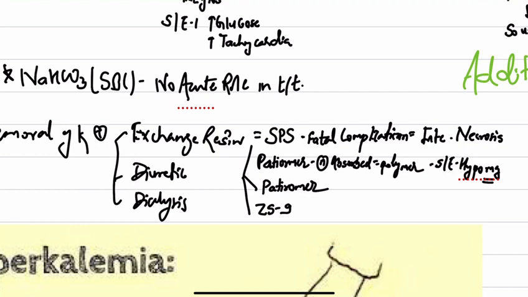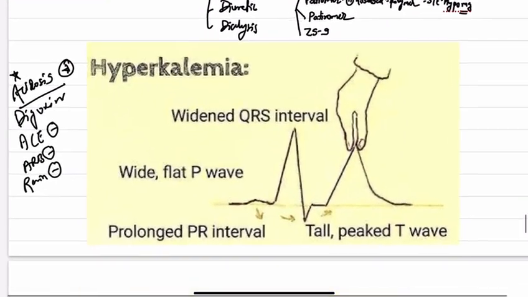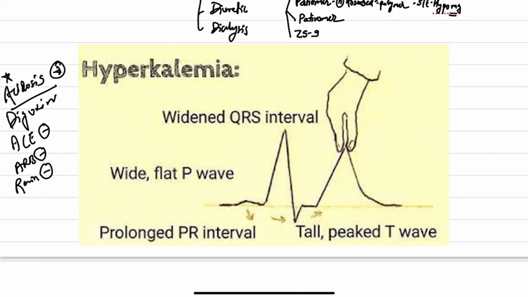Next is the ECG of hyperkalemia. This is the ECG, and you can remember it by this. What are the things that cause hyperkalemia? Acidosis, digoxin, ACE inhibitors, ARBs, renin inhibitors. These all cause hyperkalemia.